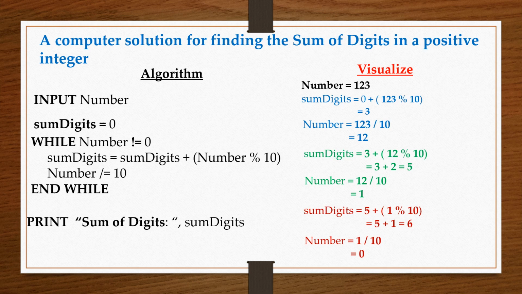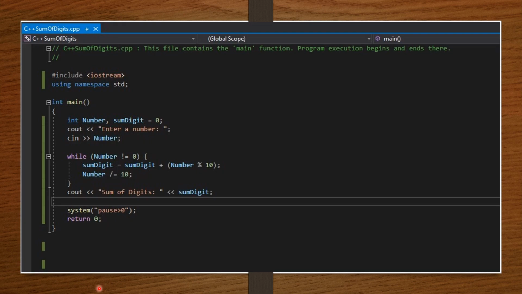Very well, to our code in C++. In our int main function, I declared number and SUMDIGIT both as integers. Then I also initialize SUMDIGIT to be 0. Then on the next line, cout, enter a number, in quotation marks as a string. So the computer should display to the user, enter a number. Then cin number, that is the user should input or enter an integer value, that is number.